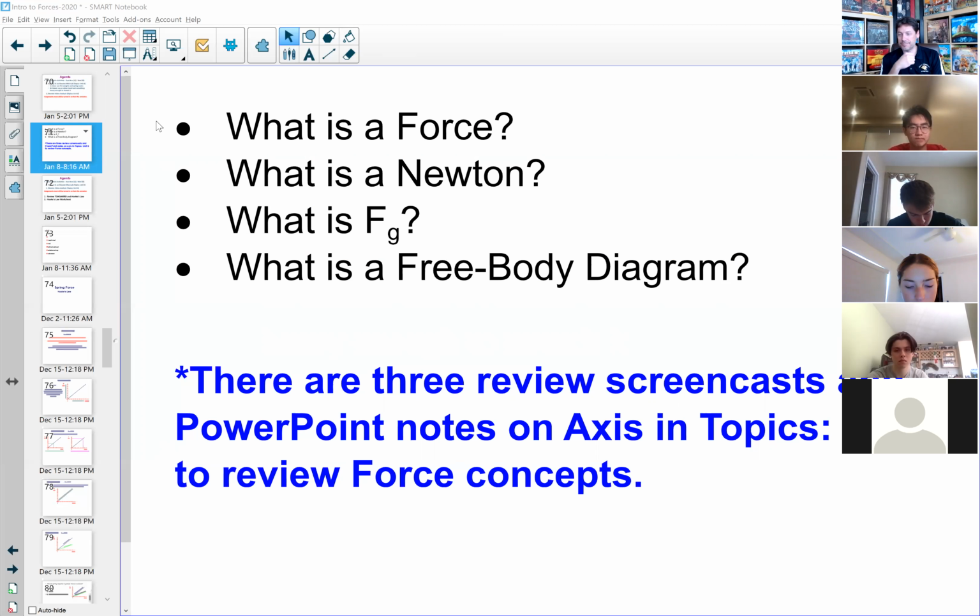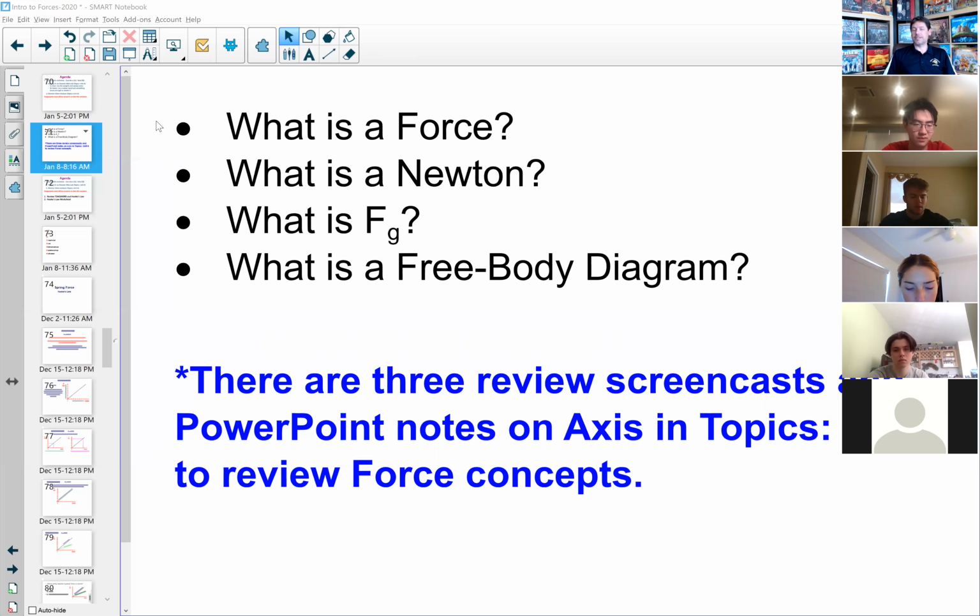So what's a Newton in terms of physics and forces? A Newton is the standard unit of force. It's equal to acceleration. Can you say equal to that? The Newton is equal to 1 kilogram mass accelerating at 1 meter per second.